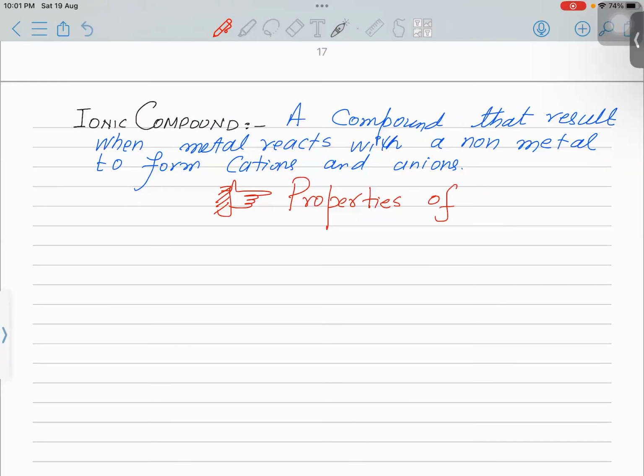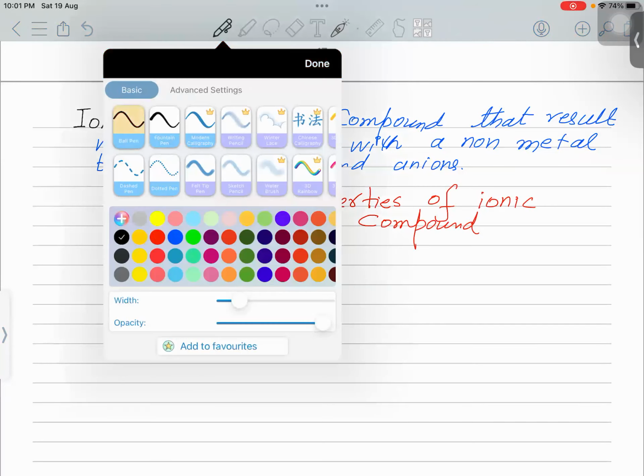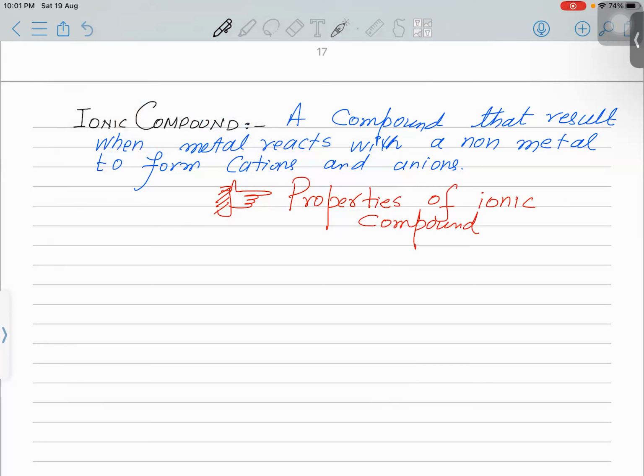Properties of ionic compounds. Can anyone tell me any property? They are very strong. Strong means they have high melting and boiling points. Okay, so property number one.